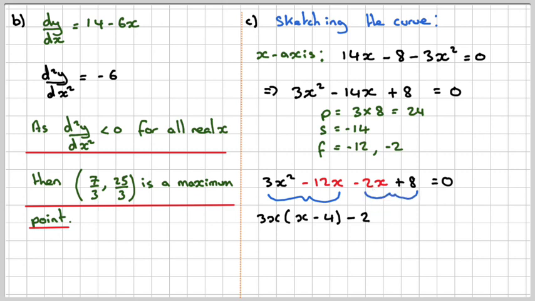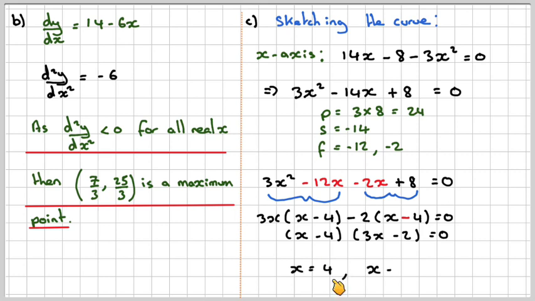Group the last two terms together and take out the common factor of 2. And in the bracket we get x minus 4. Remember, a minus times a minus will give back the positive 8. Then x minus 4, well, if you do this process, these two things will always be the same thing. Take out x minus 4, and you're left with 3x minus 2 is equal to 0. So x could be equal to 4, and x is 2 over 3. So it crosses the x-axis at that point.